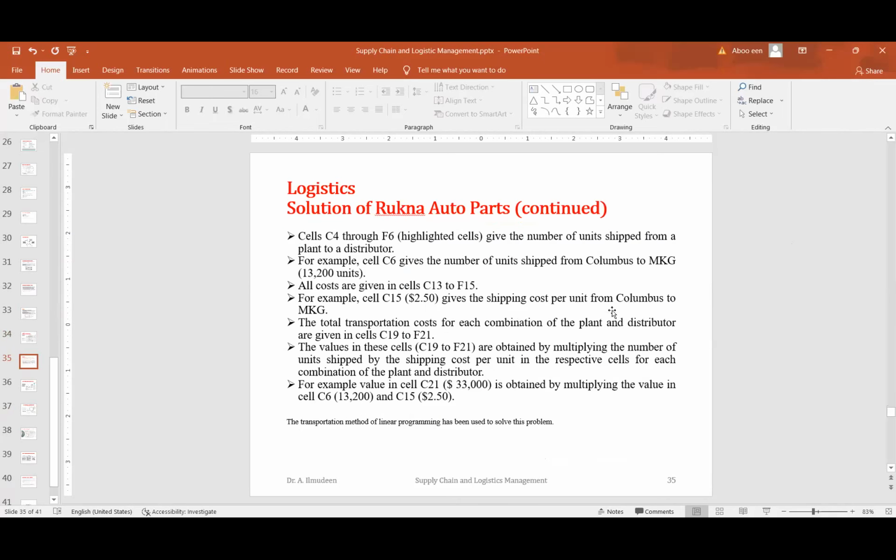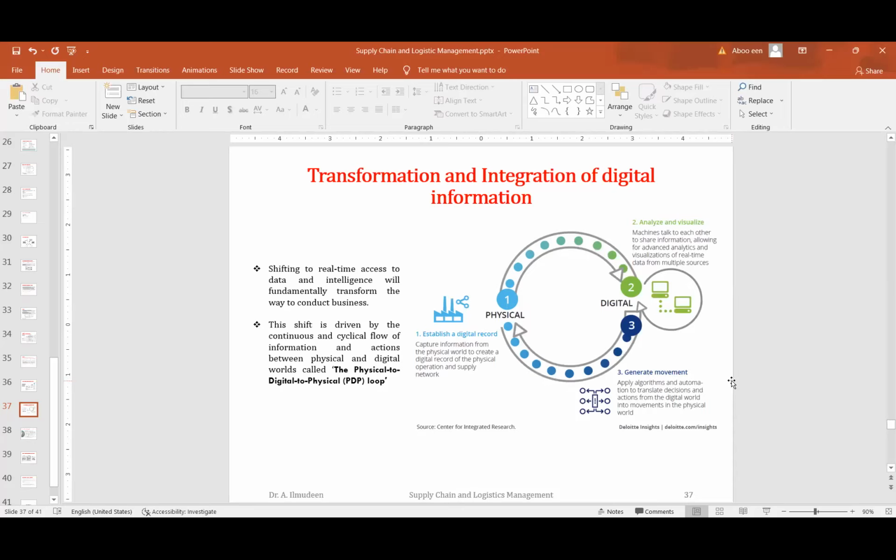Generate movement: apply algorithms and automation to translate decisions and actions from the digital world into movement in the physical world. So they can apply various algorithms and automations to translate decisions and actions. By applying this automation, they can move to actions, better decision making, or they can run experiments and simulations for their decisions. So ultimately they can make better decisions.